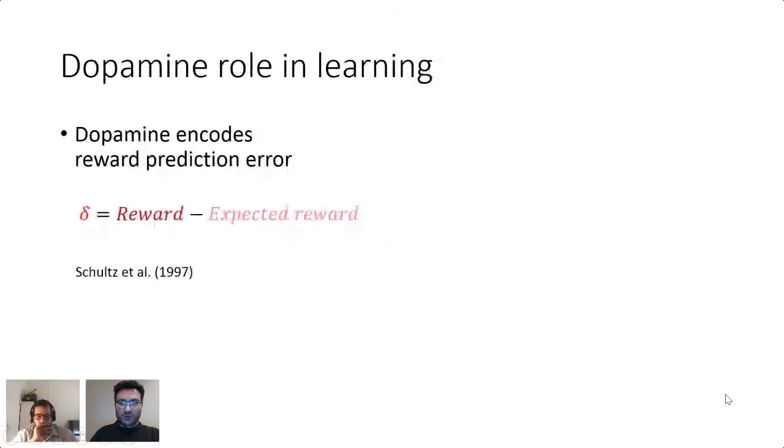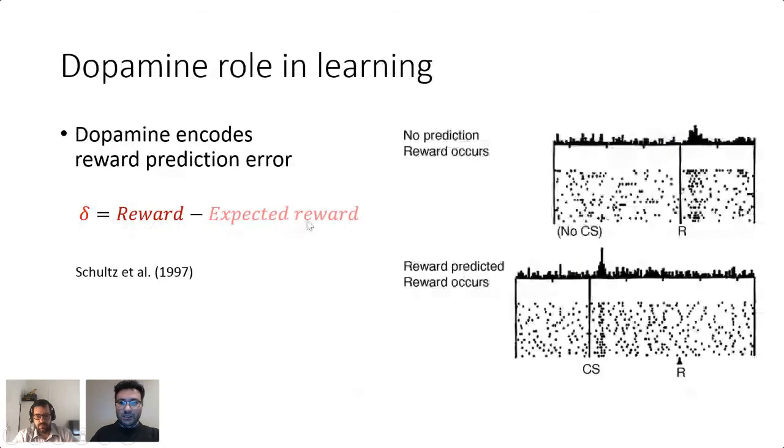So as we have heard already a few times during this conference, the classical reinforcement learning theory proposes that dopamine encodes reward prediction error. It is typically denoted by delta and defined as the difference between reward and expected reward. And this theory has been proposed on the basis of the observation that many dopaminergic neurons respond to unexpected reward. But when an animal is trained that the conditioned stimulus predicts a reward, the dopaminergic neurons no longer respond to the reward. But then they respond when the monkey is pleasantly surprised by the stimulus predicting the reward.